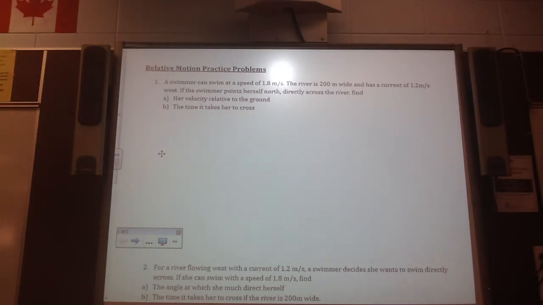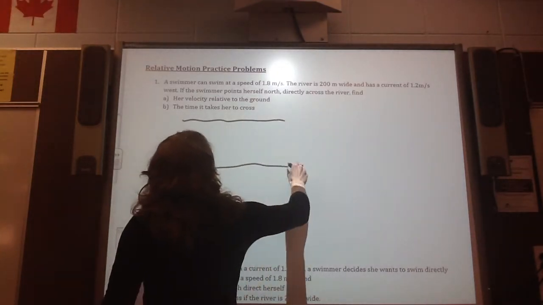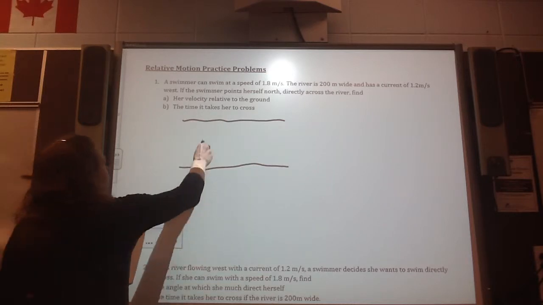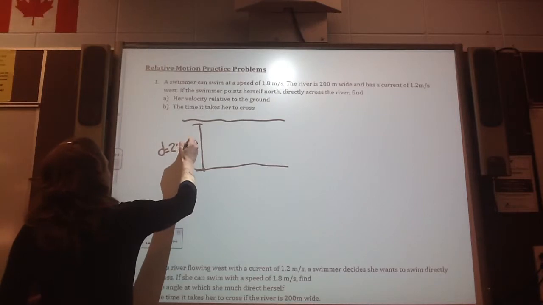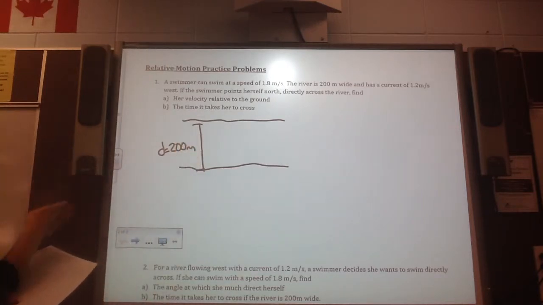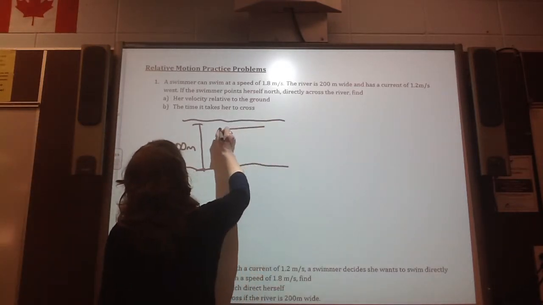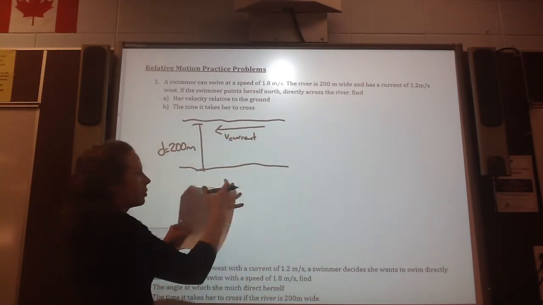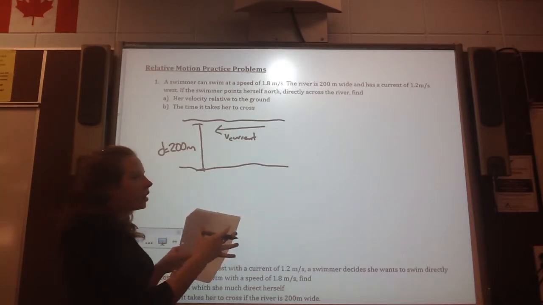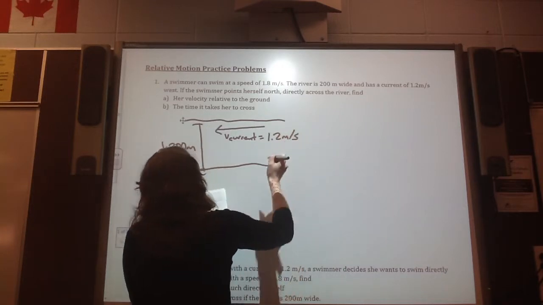So for this one, let's draw our river as so. The distance is 200 meters wide. And it's flowing west. So I have a velocity of my current. I'm just going to put in my diagram just to kind of specify what I'm dealing with. V current is equal to 1.2 meters per second.